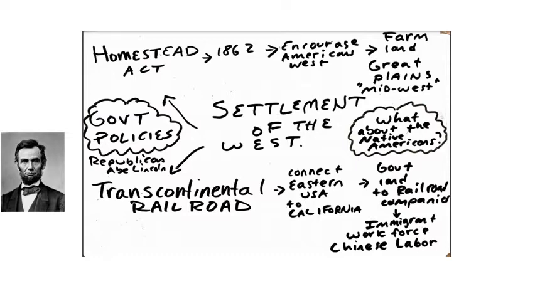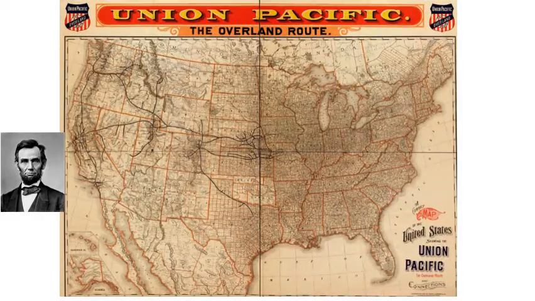The second government policy is the Transcontinental Railroad. The Transcontinental Railroad stretched from Nebraska to California. The government gave public lands to two railroad companies to construct this overland route across the country to connect California with the rest of the United States.